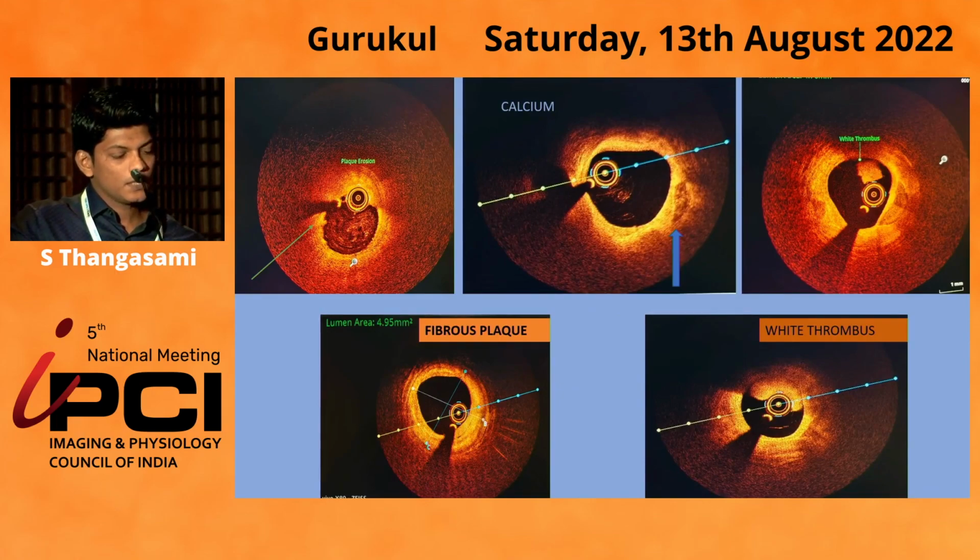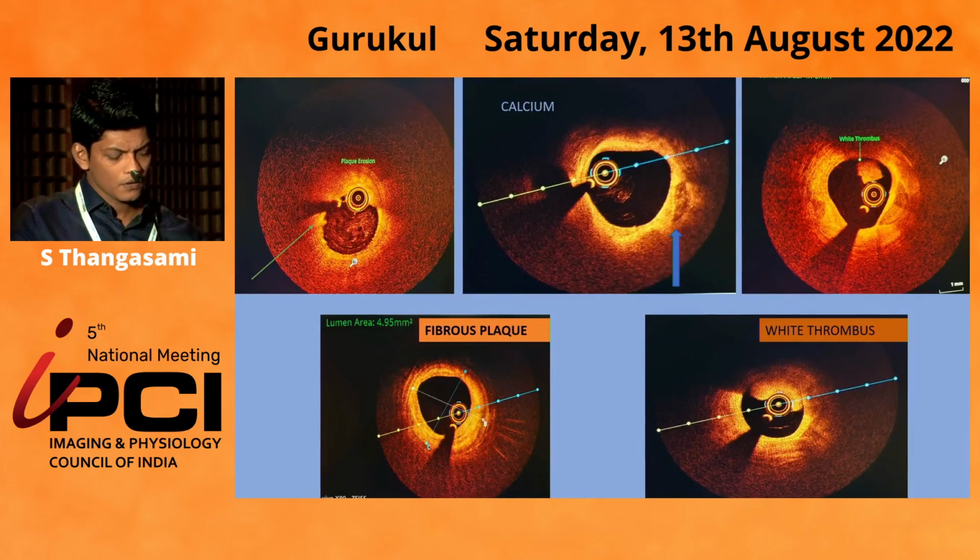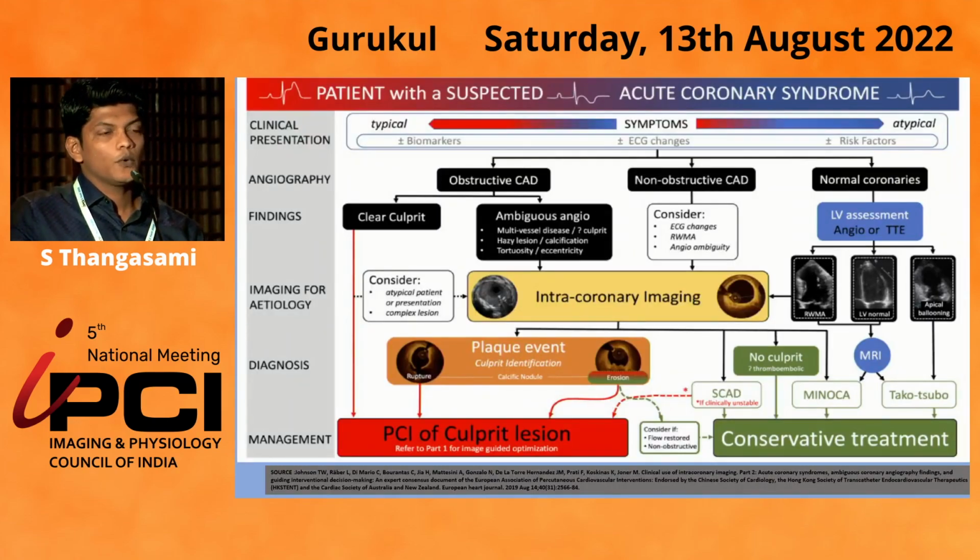So these are the various still images. You can see the plaque erosion. The clearance was not very good, but still you can note the erosions, and the calcium has been marked, and then the white thrombus is seen. There is a fibrous plaque and the white thrombus images. With a minimal lumen area of 2.39 millimeter square and a percentage area stenosis of 53%, we thought to defer the stent.